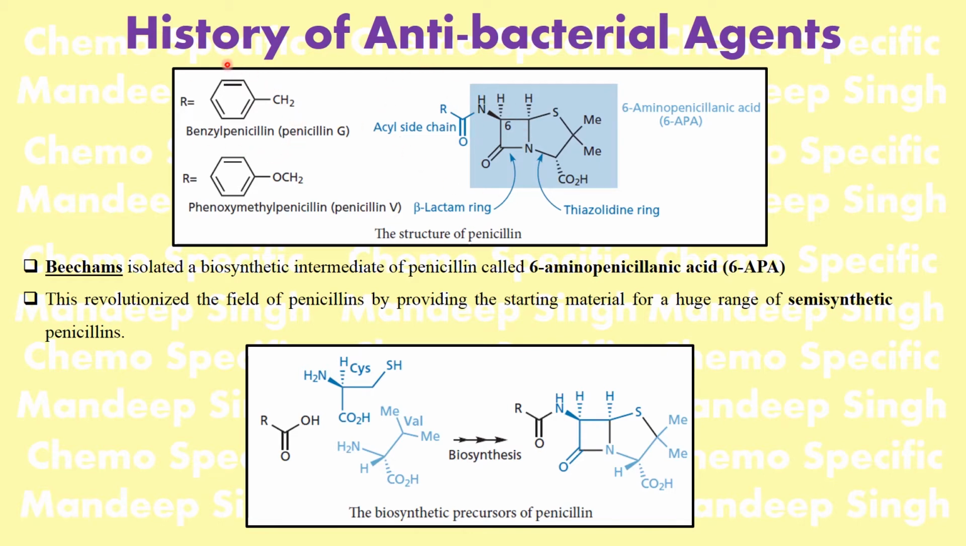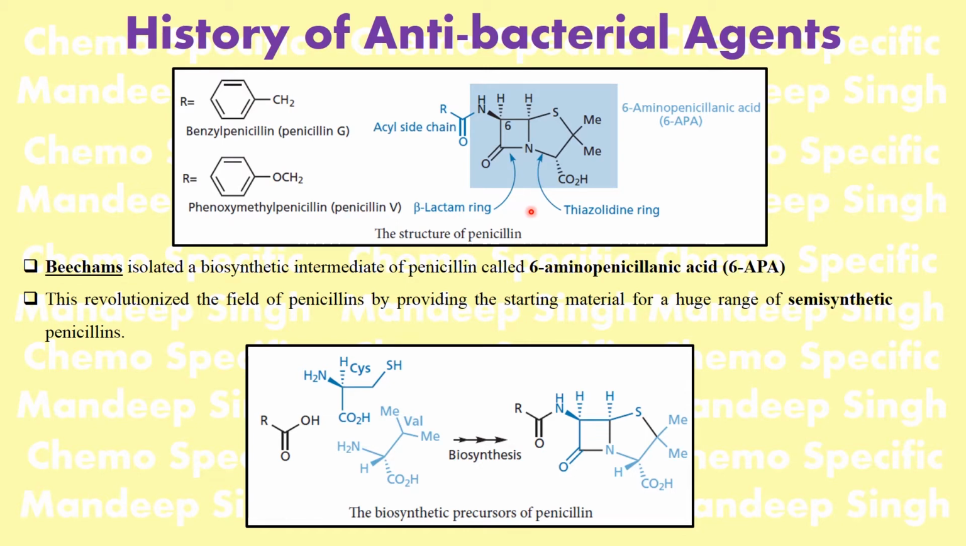Similarly, if we have the R group here as benzyl, it will be called penicillin G. If we have the R group as phenoxymethyl, then it is called penicillin V. So depending upon the penicillin that we want, we can simply start from this particular intermediate, which is 6-APA, which is a huge discovery actually, and carry out the acylation reaction.